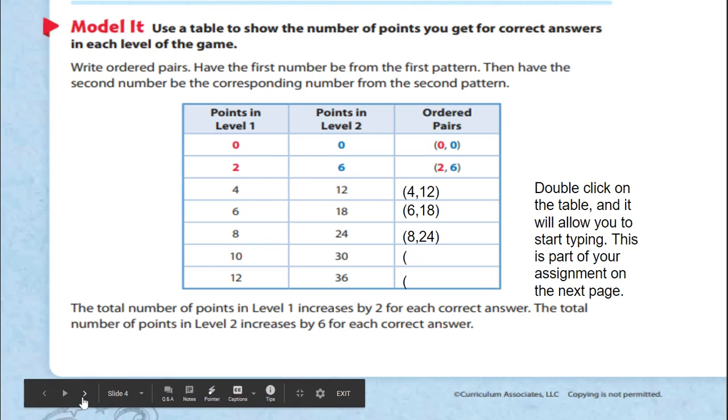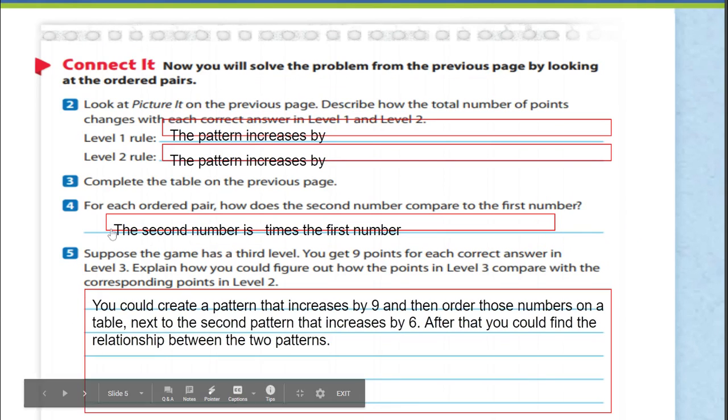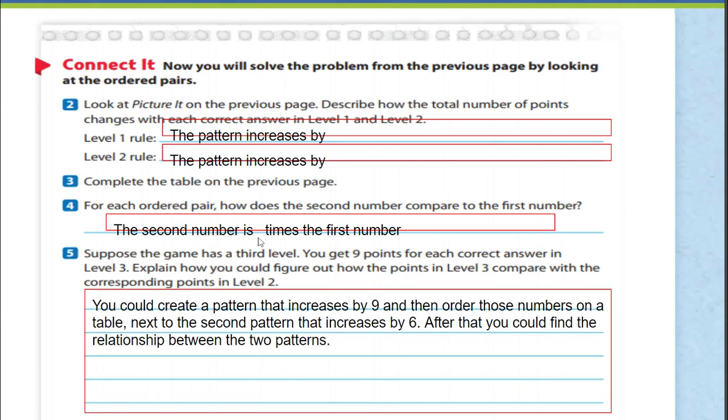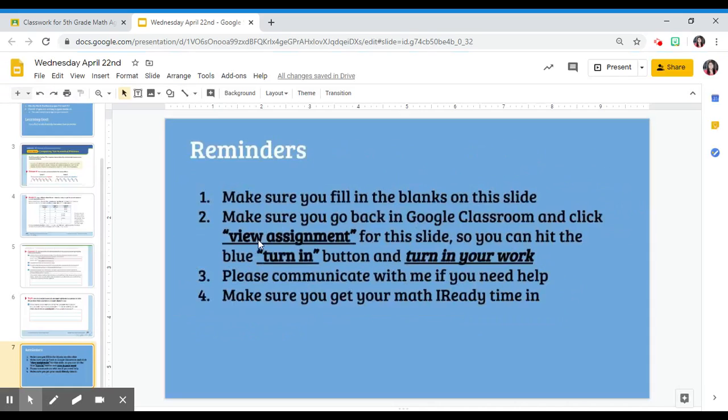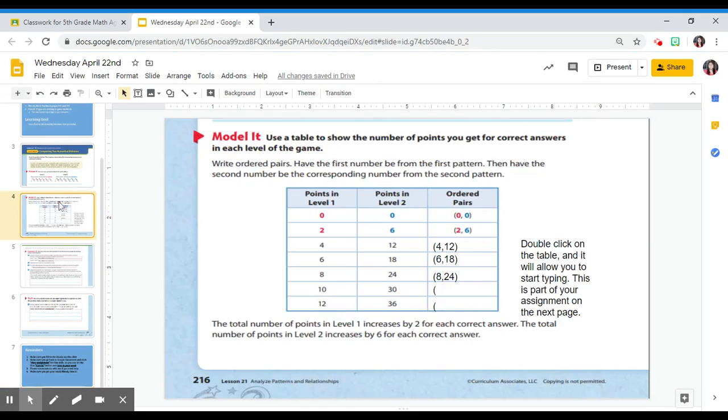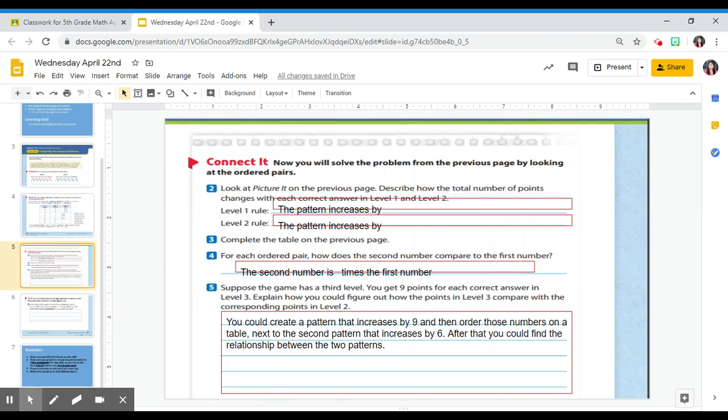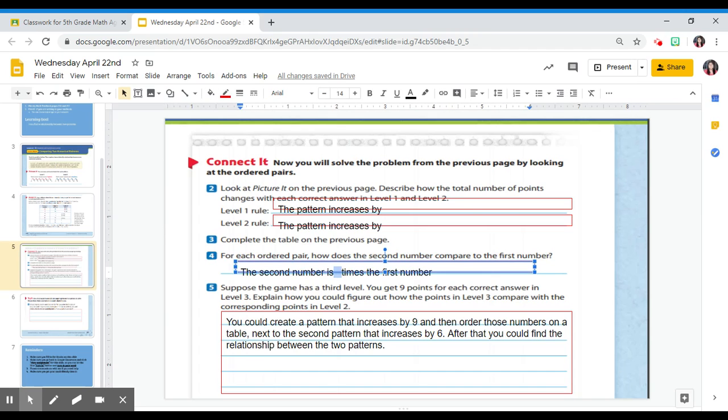So I'm going to go back here. So the second number is how many times the first number? Again, I forgot. I can't type. So you're going to double click there and my cursor ends up right there in the middle. And then you can say the second number is 6 times the number. The second number is 20 times the number, the first number. What do you think the answer is? Go ahead and place it there.